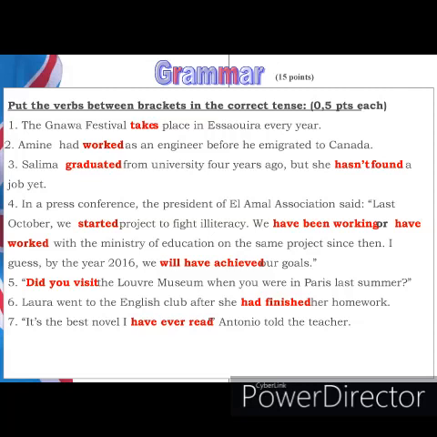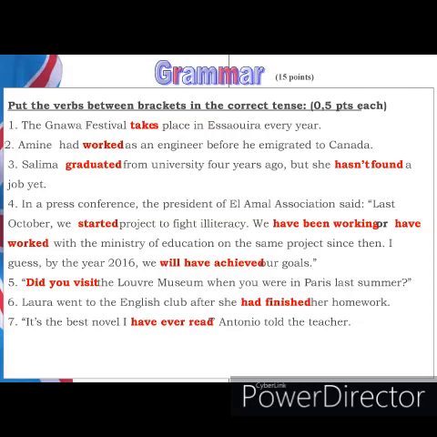Okay, the Gnawa festival takes place in Essaouira every year. Why? We've got every year. This is a habit. We're talking about habitual action. So it's simple present, okay? Number two, I'm sorry I'm going quickly because I have to, so please follow. If you have any further question, and you want me to elaborate more, we can talk together on WhatsApp.